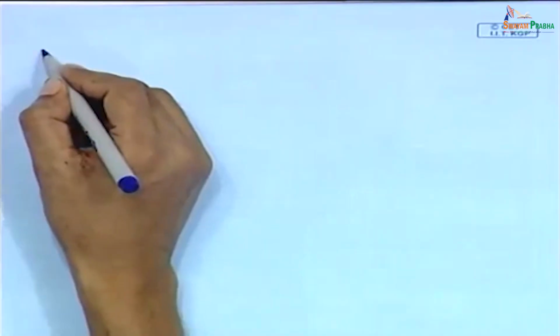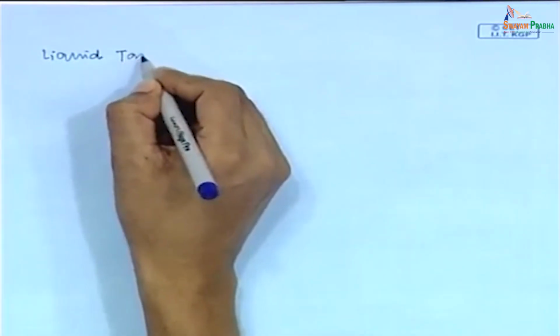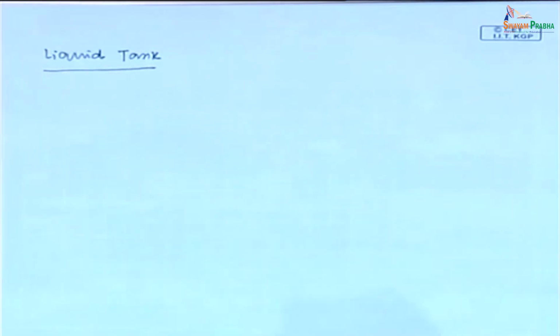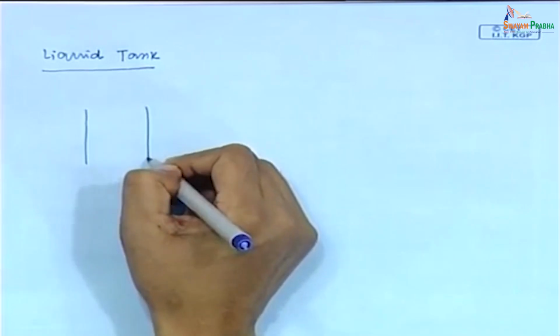Now, we will take different examples and select the different variables for each specific example. We will start with a simple liquid tank system.